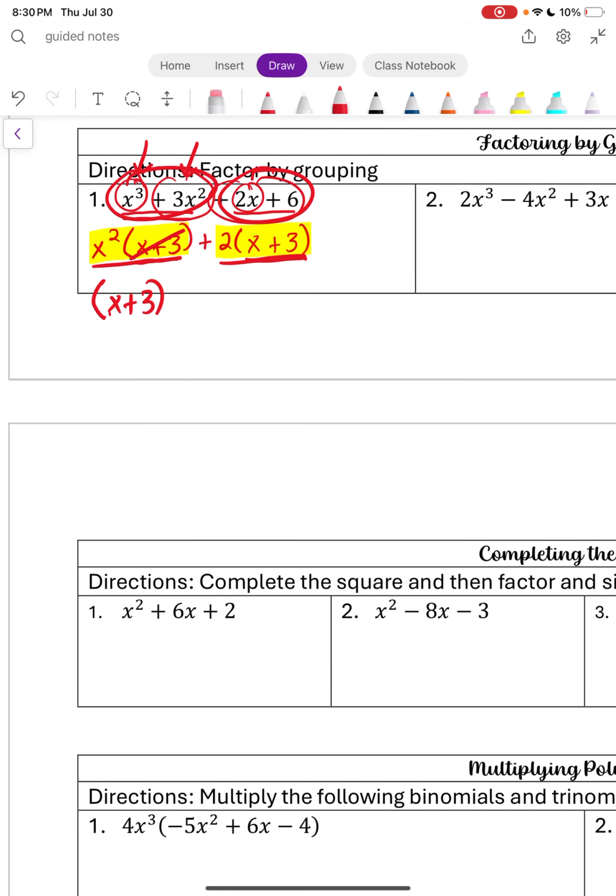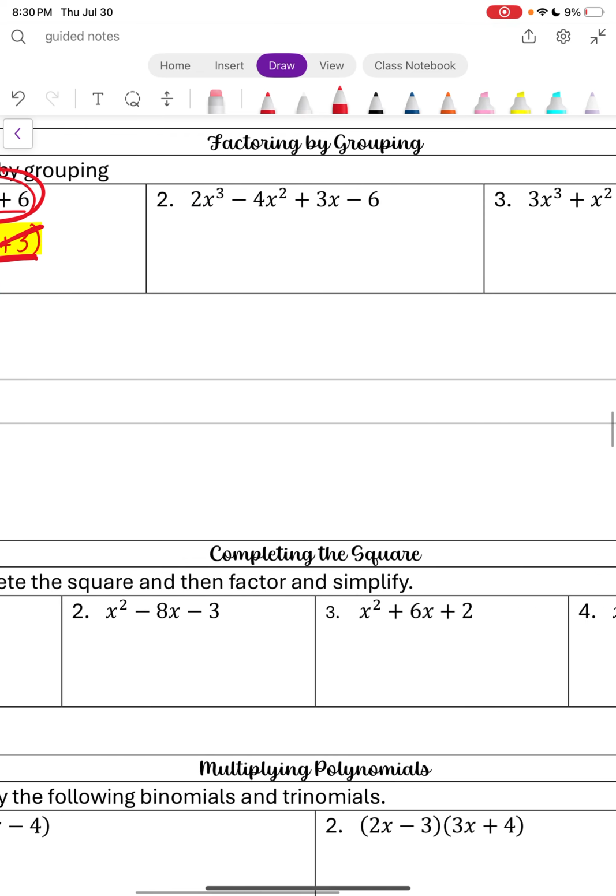When I remove it, in my first group I'm left with x squared. When I remove the x plus 3 from my second group, I'm left with plus 2, and I'm finished. That is now factored. You can multiply x times both of these, 3 times both of these. You can check it. It would multiply out to give you the same thing. And that's it. Next, we're going to work a couple more just to make sure we've got it.